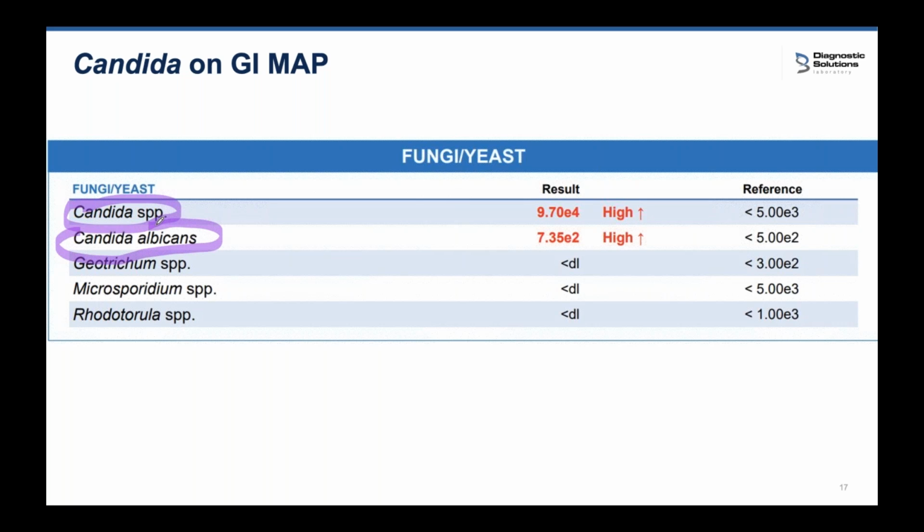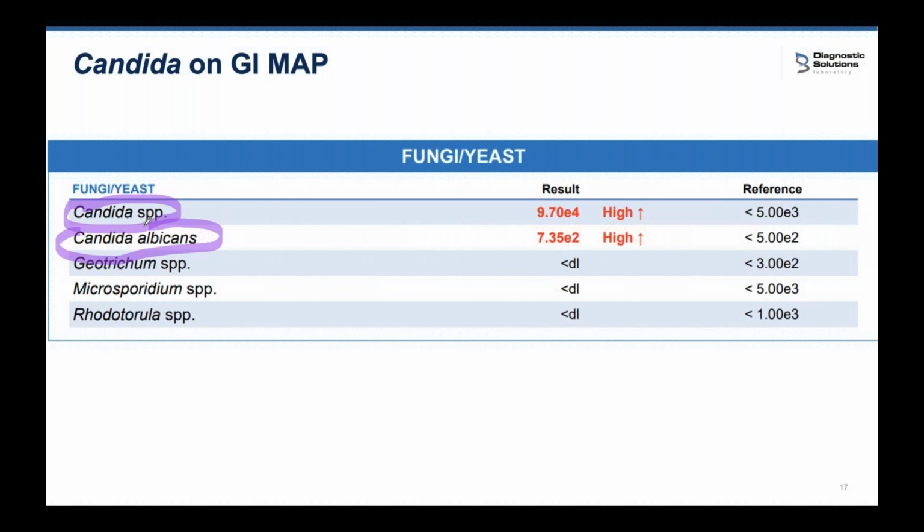The difference here is when you see an spp. anywhere on GI-MAP, and you see them for the other fungi as well, that's a placeholder for all the species names. That means we're looking at the genus level. Genus species is how it goes at the end of our taxonomy. So this is all Candida except for albicans, and then we also want to look at albicans separately.